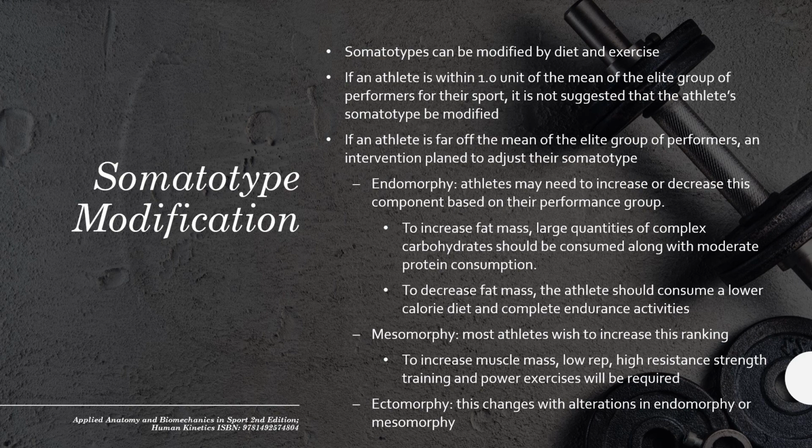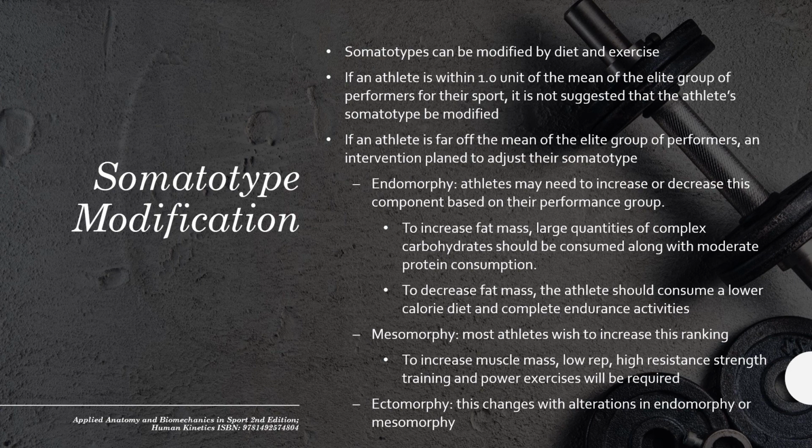if they're within 1 unit, so let's say they're a 4-4-3 or something like that, it's not suggested that the athlete's somatotype be modified. They are close enough to that elite mean, so just let them be what they are. However, if an athlete is really far off of that mean for that elite group of performers, you may want to develop an intervention plan to adjust their somatotype slightly.